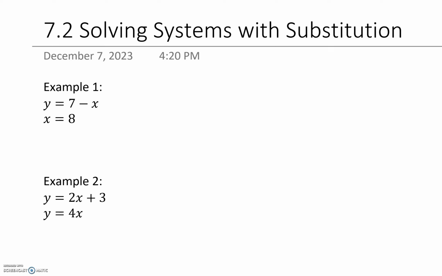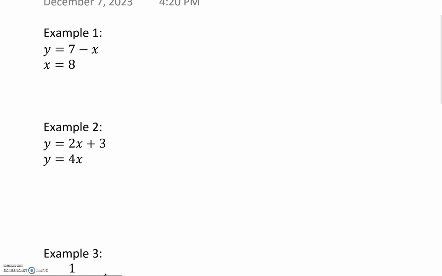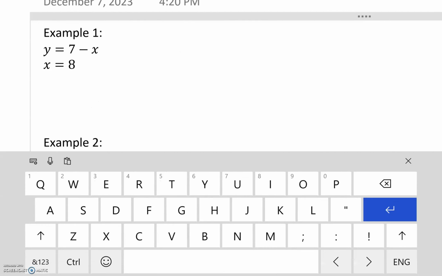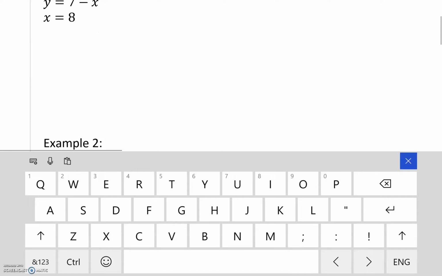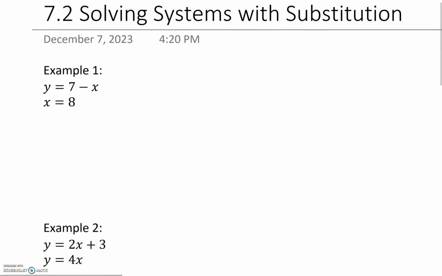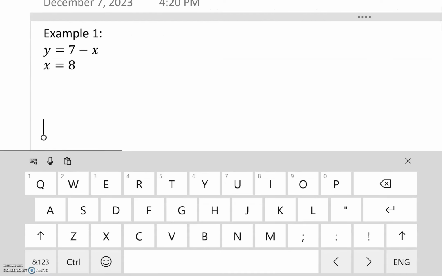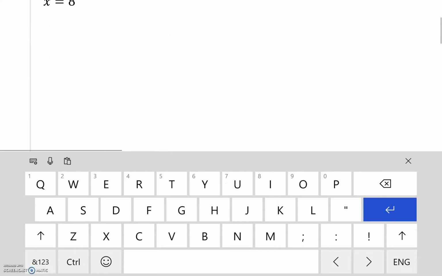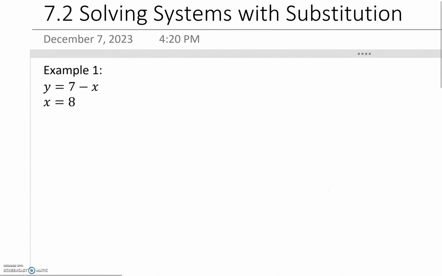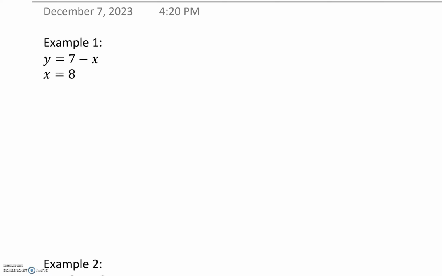So let's take a look together at this first example. We're going to put a little bit of space in between, so we can try this out. Okay. So here is example number 1.